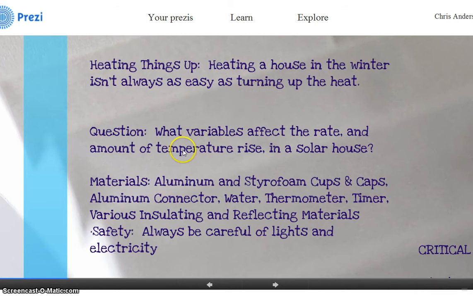So the question was, what variables affect the rate and amount of temperature rise in a solar house? So what kinds of things might we vary or change that would affect the rate that the temperature changes or doesn't change in a solar house using only the sun?